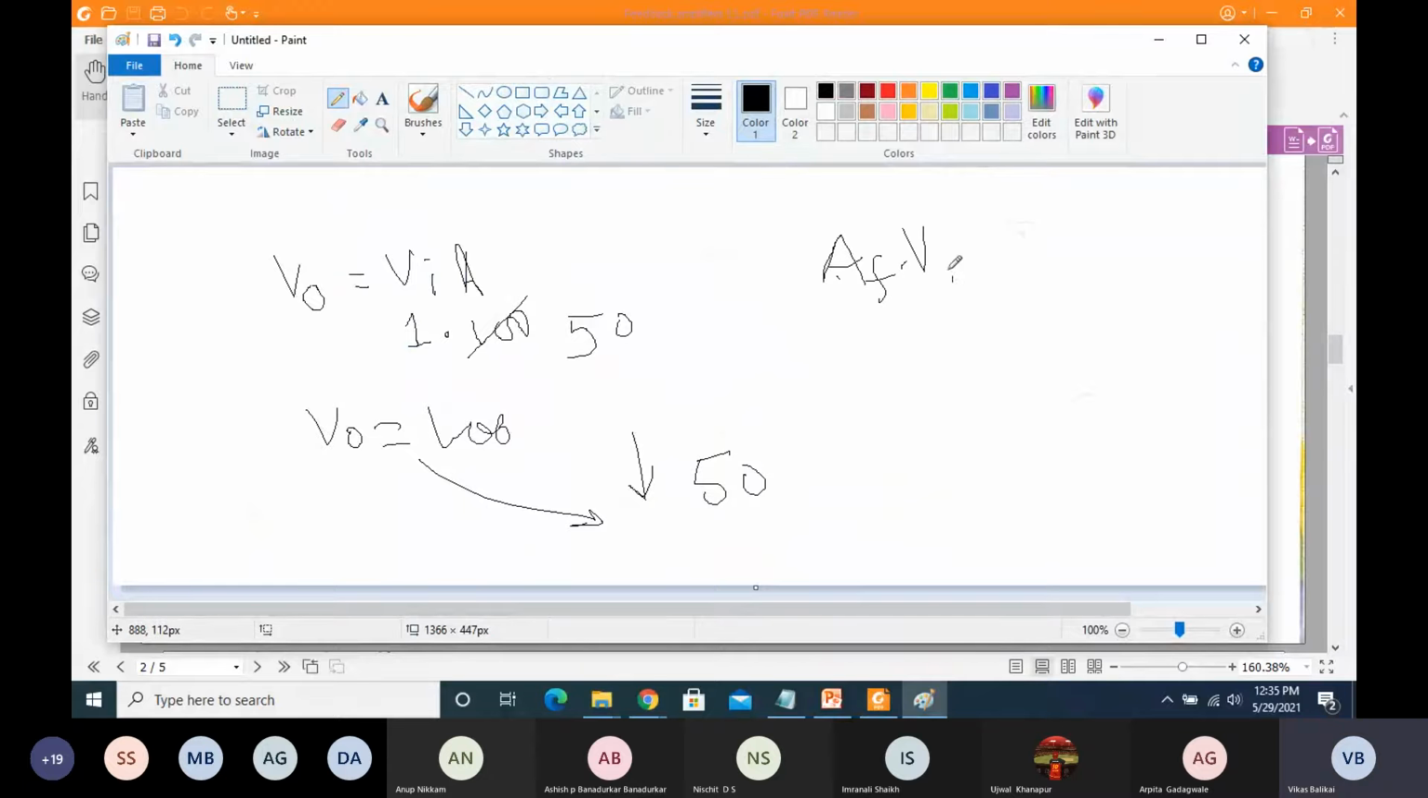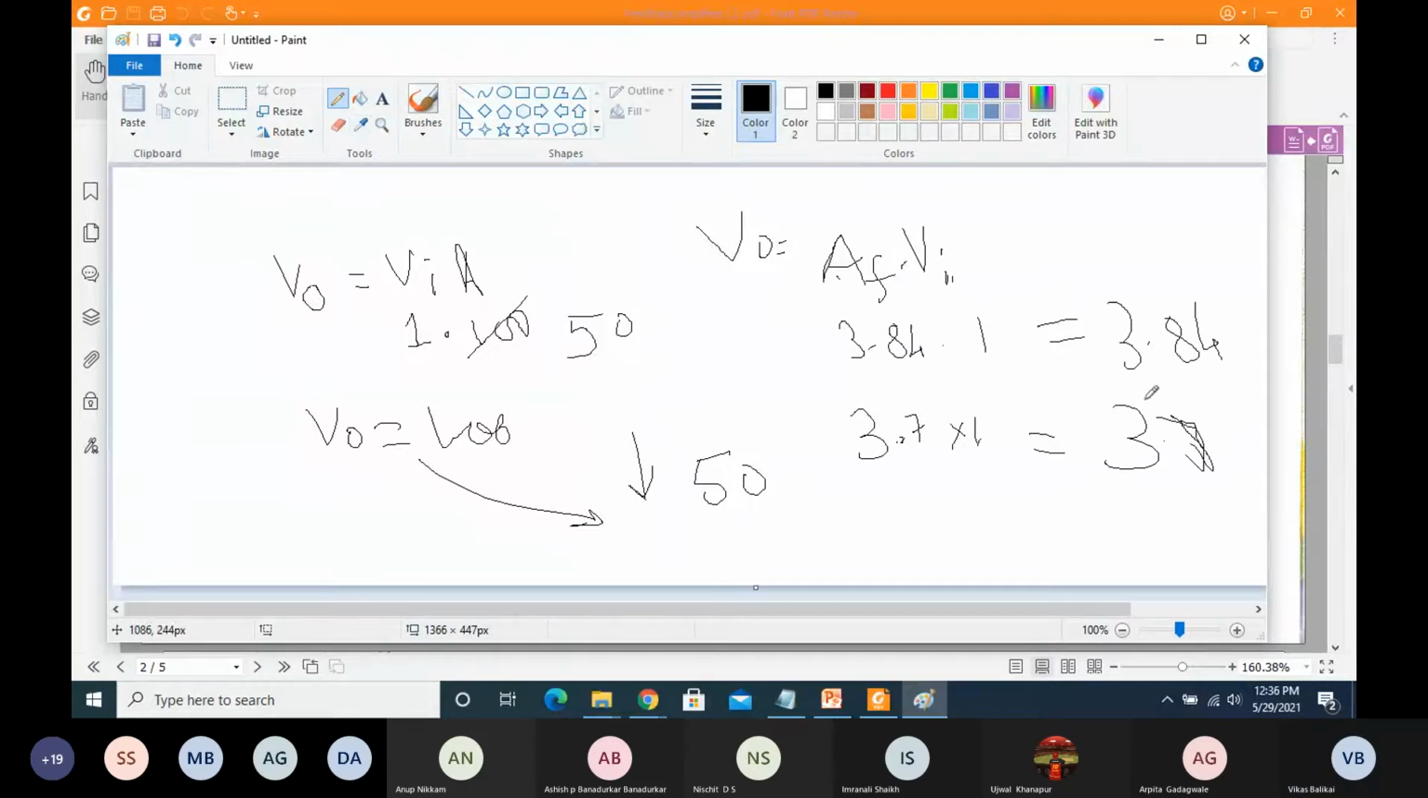If my output is equal to AF into VI, AF was 3.84 times 1 and output was 3.84. Now because of the dip in the A value, AF also decreased, but the decrease is very small, only from 3.84 to 3.7. Into 1, the output will not change much. As you can see, the output will not be affected drastically.